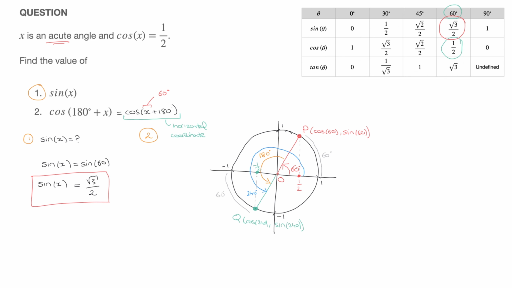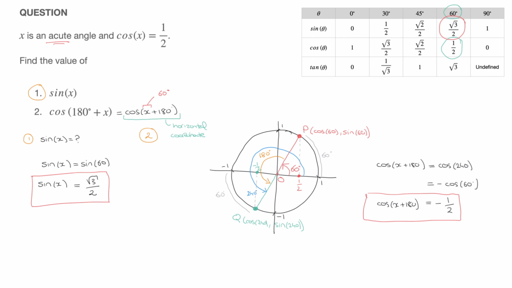And that's all there is to it. Indeed, we can now state that cosine of x plus 180 is equal to cosine of 240, since x was 60 degrees, and that's equal to the opposite of cosine of 60, and so I'll go ahead and write that. That's equal to the opposite of cosine of 60. In other words, that's equal to negative, or the opposite of, 1/2. And that's the final answer. And I'll go ahead and box that result.